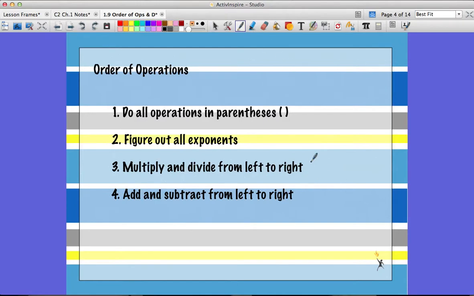So what this means is if I have 4 times 2 divided by 1, I would have to do 4 times 2 first, divided by 1 second. Or if I had 4 divided by 2 times 1, I would have to do 4 divided by 2 first, then multiply it by 1. It does make a difference. It will change your answer. And then the same thing with addition and subtraction. You work your way from left to right.